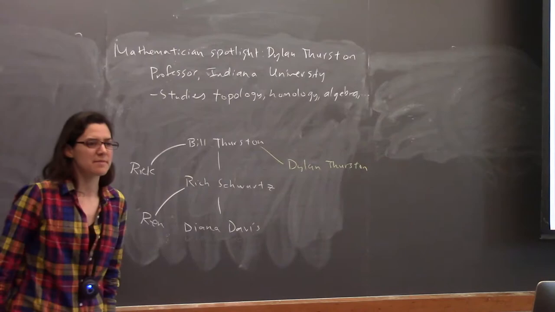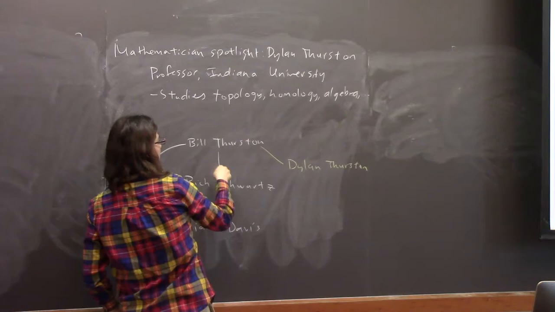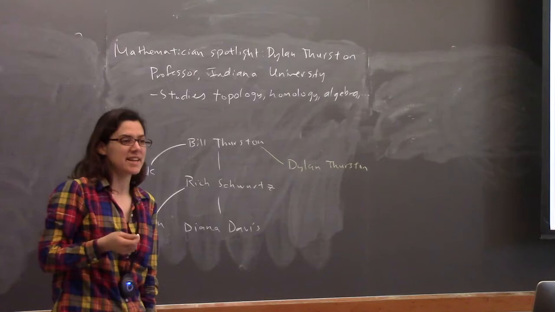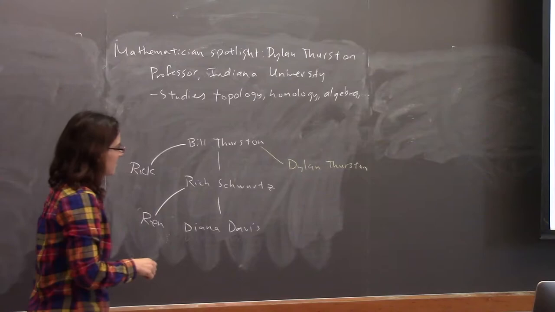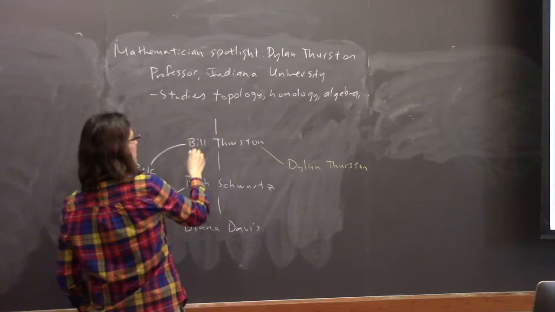So, Bill Thurston, when I was in graduate school, I heard that he was sick, and I really wanted to meet him before he died, because he's my mathematical grandfather. So I went and made sure that I met him. It was really too bad. He died very shortly after that. But then I found out that his mathematical father, his advisor, is still alive. His name is Morris Hirsch.